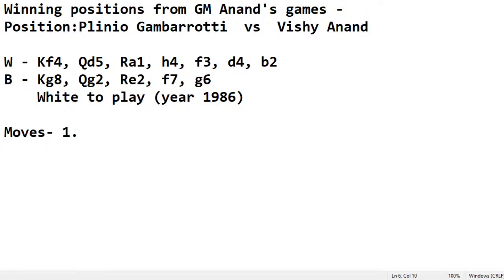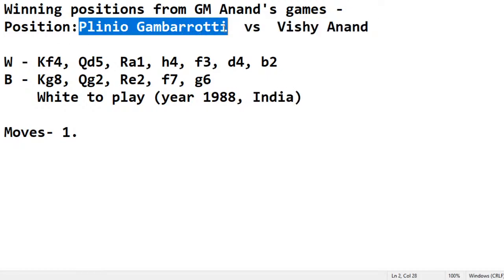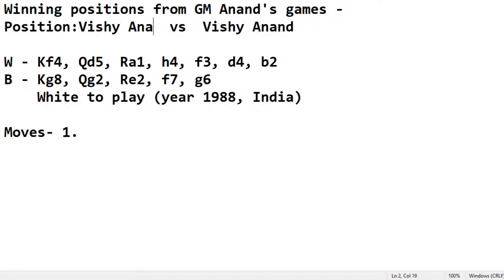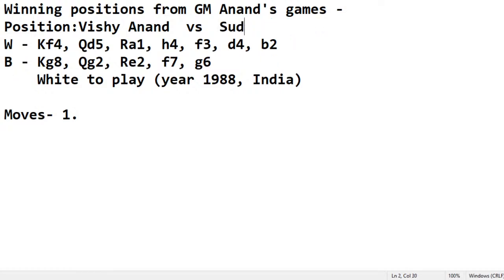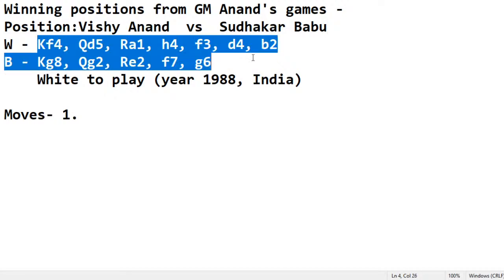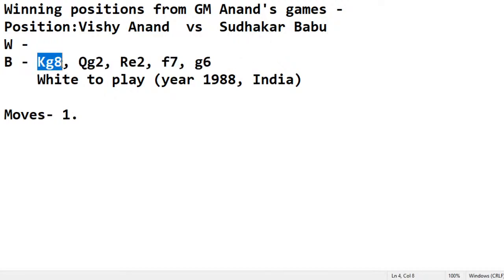Do I know the year for this one? Yes, 1988. And you can add that this was played in India. Now here, Vishwanathan is white, and his opponent was Sudhakar Babu. You can Google these names. Okay, let's write down the positions. Make a note, guys.